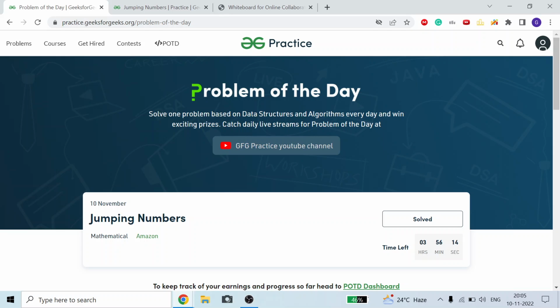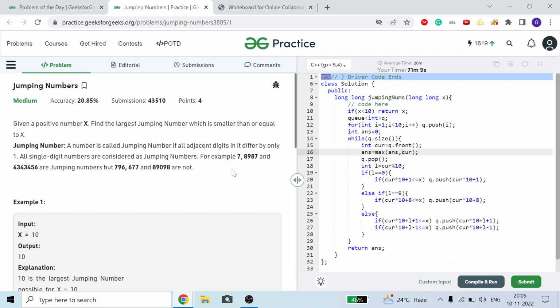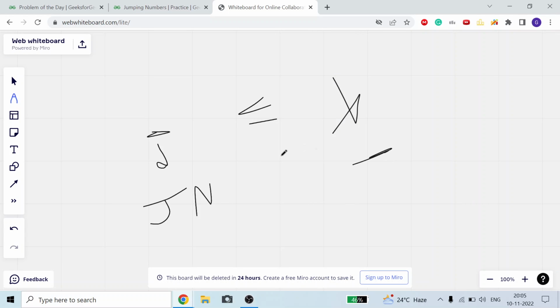Today we are going to discuss this jumping number problem of GFG. So let's move on to the problem, guys. Here we are given a positive number x and we have to find the largest jumping number which is smaller than or equal to x. Means we are given x and we have to find a number that is less than or equal to x, and that number should be a jumping number.